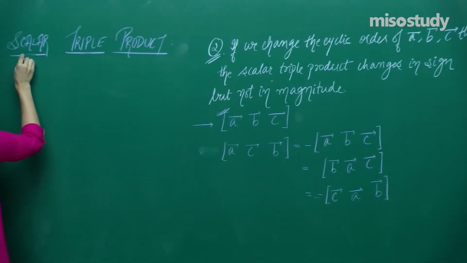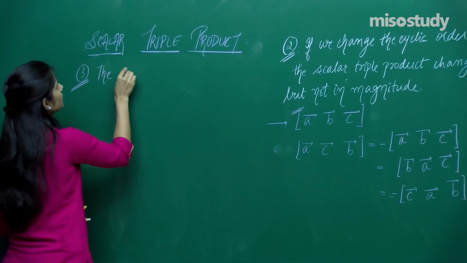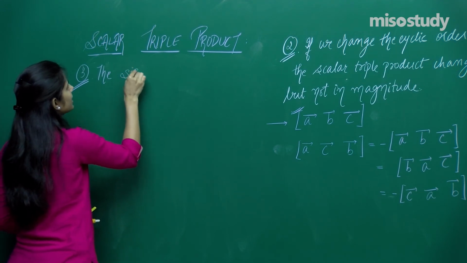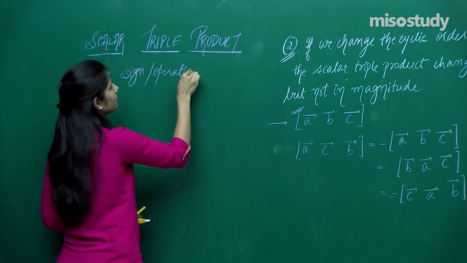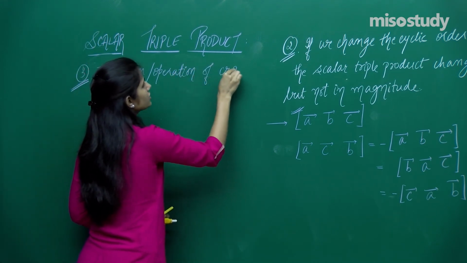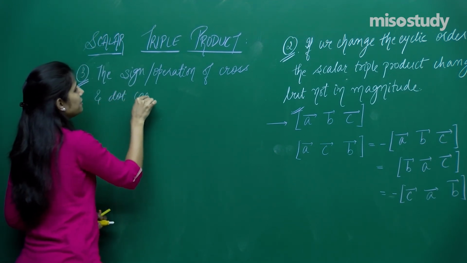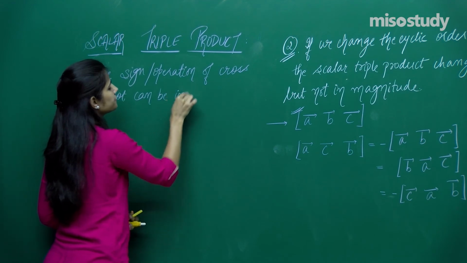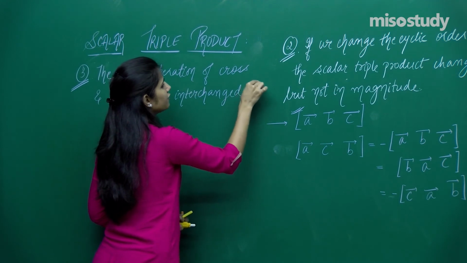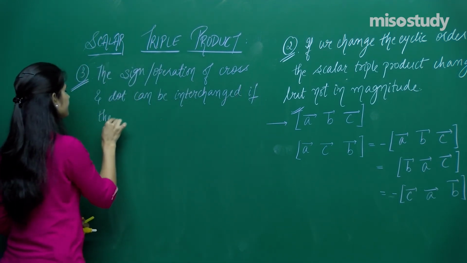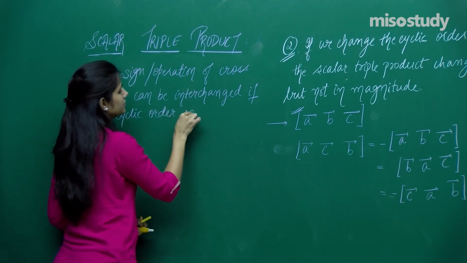Working on with the next property, as I was telling you also, that the sign or the operation, you can say, of cross and dot can be interchanged if the cyclic order is not disturbed.